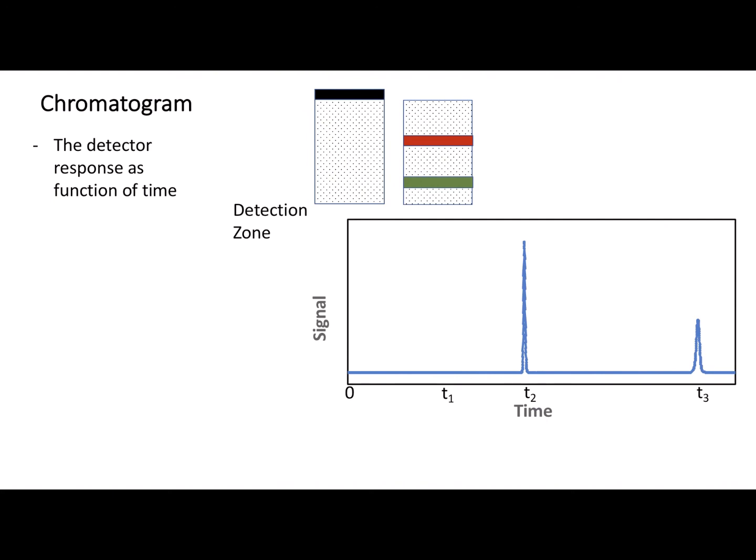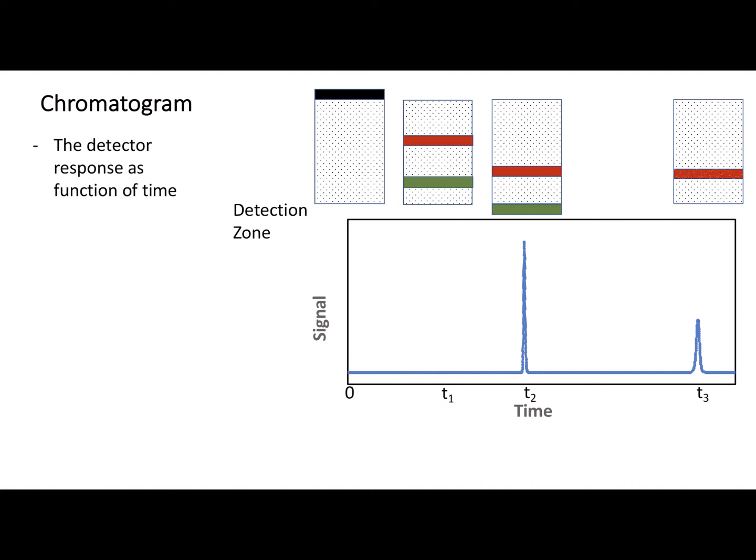The process continues, and at T2, the green band exits the column and reaches the detection zone. The detector will respond to the presence of the green band in the zone and give a signal, a sharp peak on the chromatogram. For the red band, it still moves inside the column. As a result, there is no signal for the red band. At T3, the red band exits the column and appears in the detection zone. This is when the detector responds to the presence of the red band and gives a signal, a peak on the chromatogram.